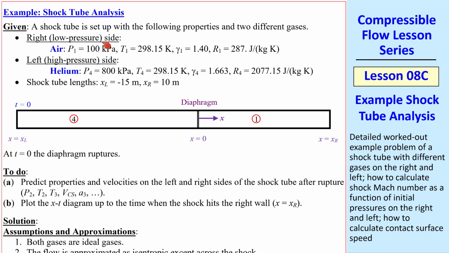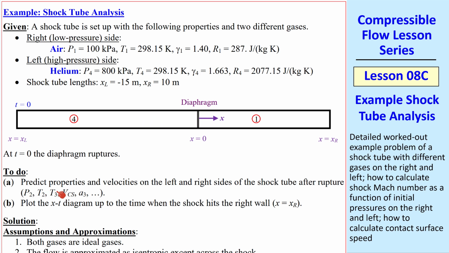The right or low pressure side has air with these properties, while the high pressure left side has helium as its gas with a higher pressure and here the same temperature but different fluid properties. The shock tube extends 15 meters to the left of the diaphragm, XL, and 10 meters to the right of the diaphragm. We'll deal with what happens to the shock when it hits this end in the next lesson. At t equals 0 or 0 plus, the diaphragm ruptures, starting the whole process of the shock and the expansion fan as we just showed.